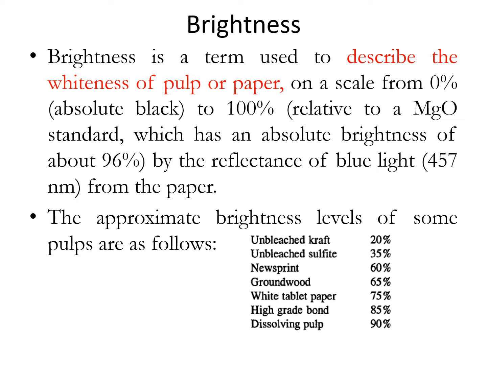Now let's have a look at the approximate brightness level of some pulps. By now you must be understanding this term. Unbleached kraft pulp has 20% brightness, unbleached sulfite pulp has 35%, newsprint has 60% brightness, groundwood pulp has 65% brightness, and so on. You can check.